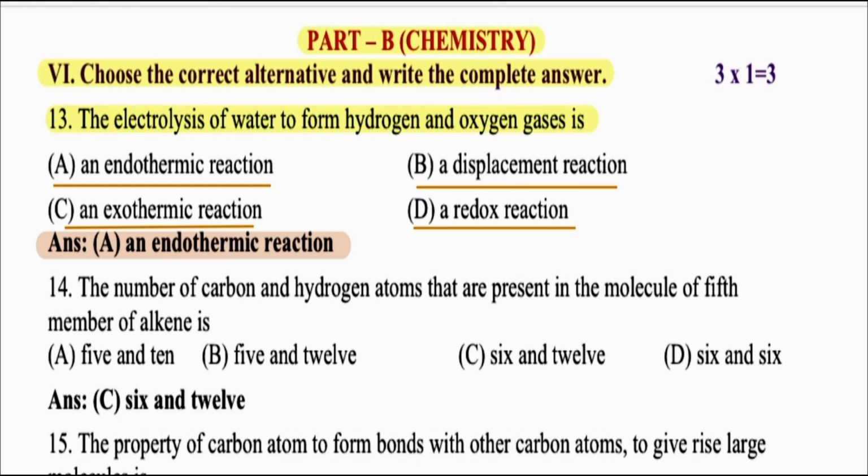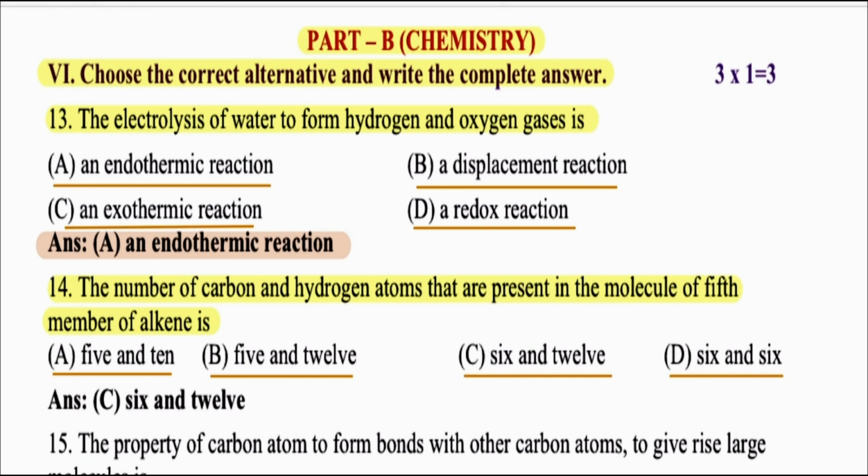Next, question number 14. The number of carbon and hydrogen atoms that are present in the molecule of fifth member of alkene. So they are asking about fifth member of alkene. And the options are option A 5 and 10, option B 5 and 12, option C 6 and 12, and option D 6 and 6. So the correct answer is option C 6 and 12.